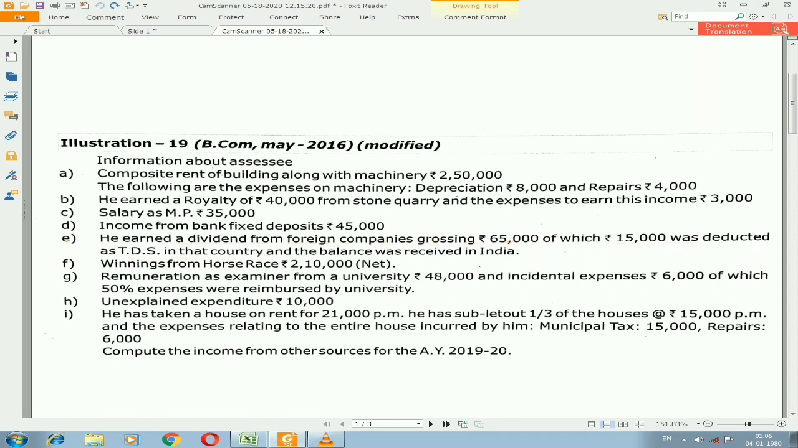Then we have winning from horse race rupees 2,10,000, as they have already mentioned as net.